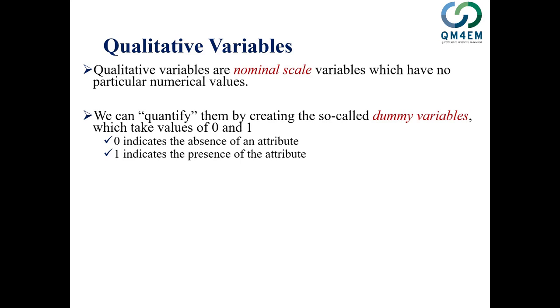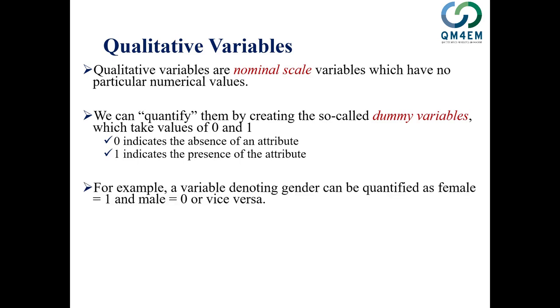For example, if we want to use a gender variable in our model, now gender is not quantifiable, however we use a dummy variable for it, and we say that when a dummy variable has a zero value, we mean that the attribute which we want to measure is not present, and when we say one, it means that the attribute is present. For example, a variable denoting gender can be quantified as female equal to 1 and male equal to 0, or vice versa.